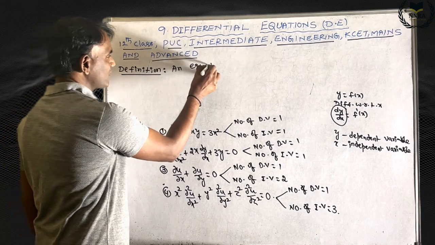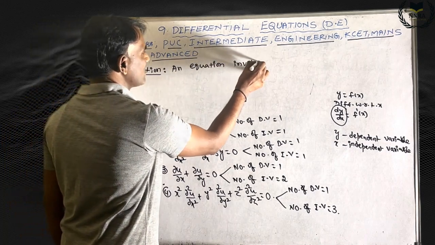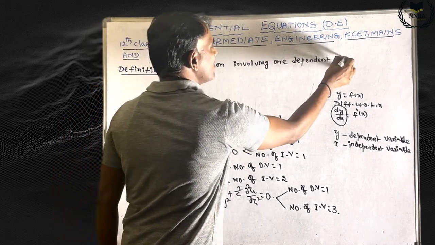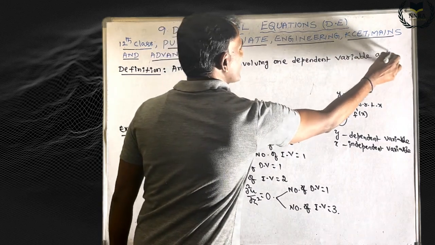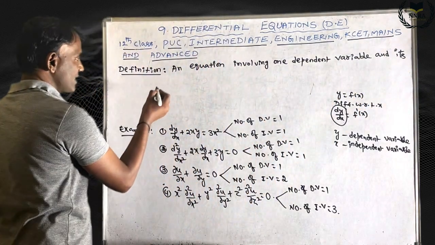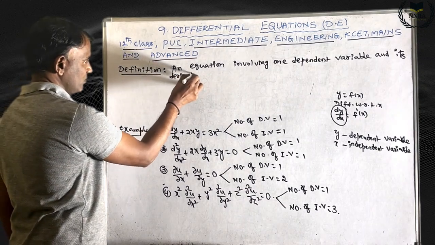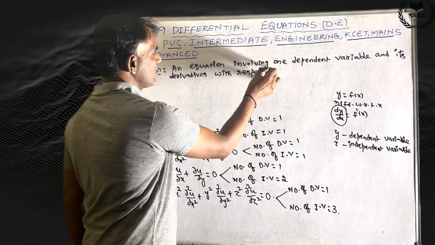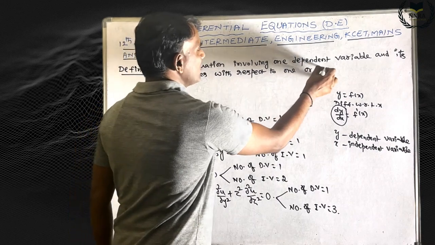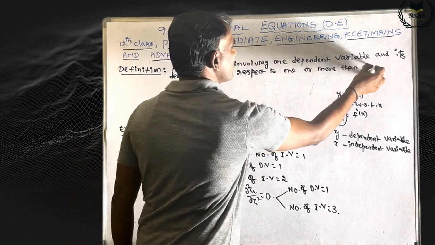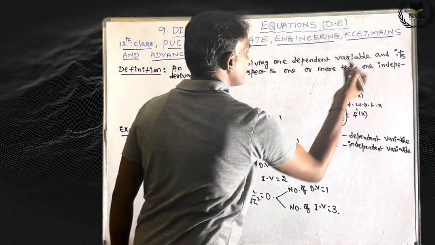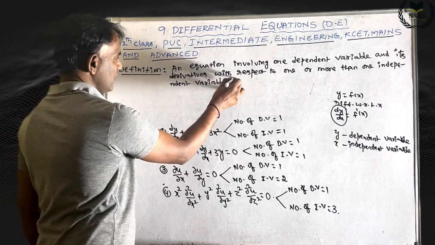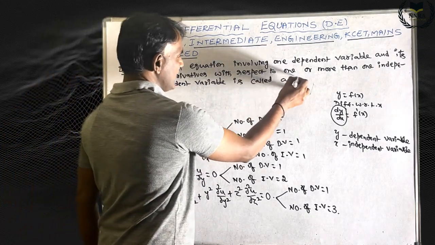An equation involving one dependent variable and its derivatives with respect to one or more than one independent variable is called a differential equation.